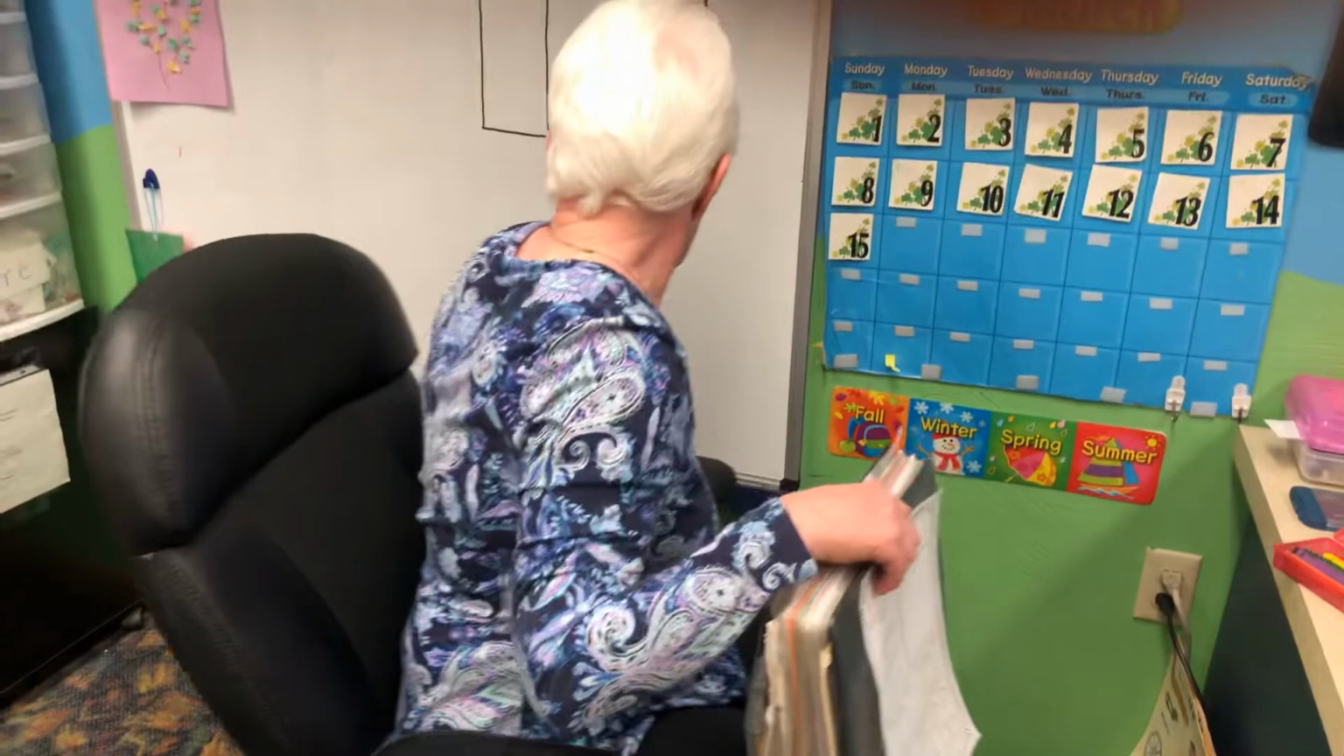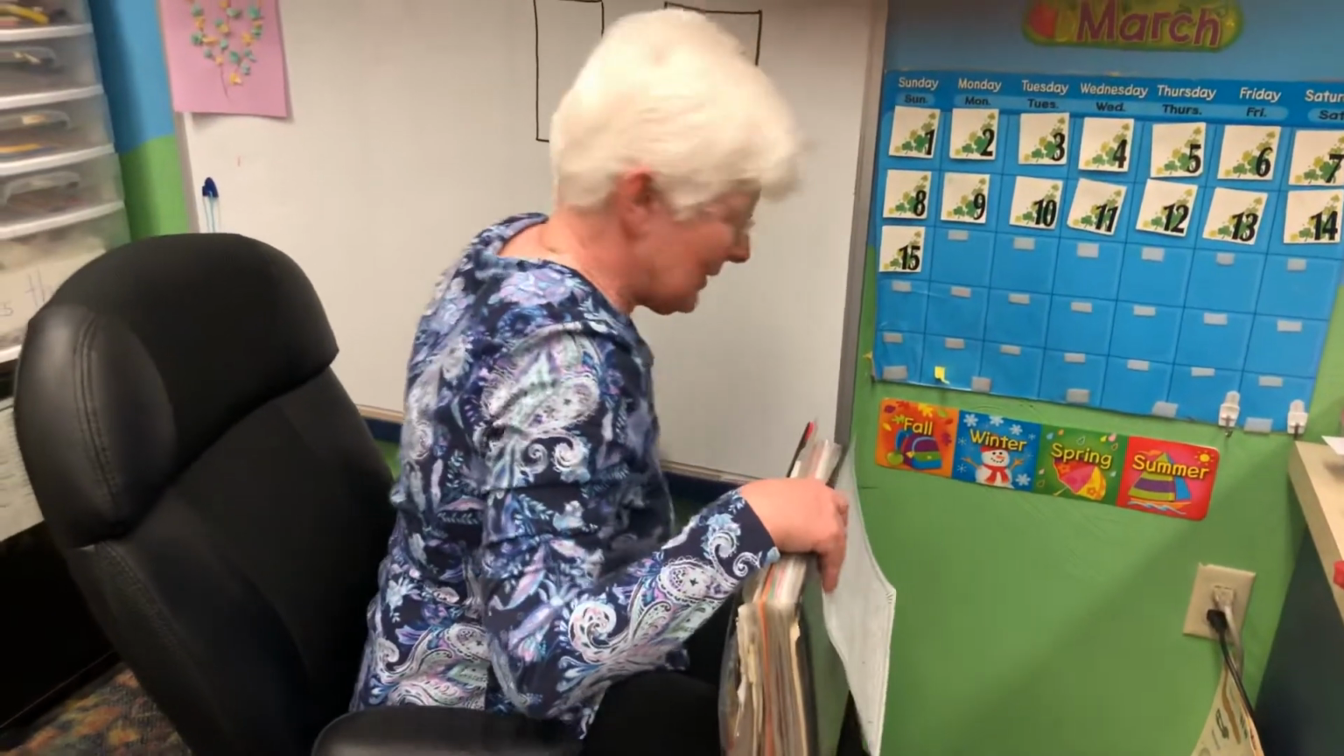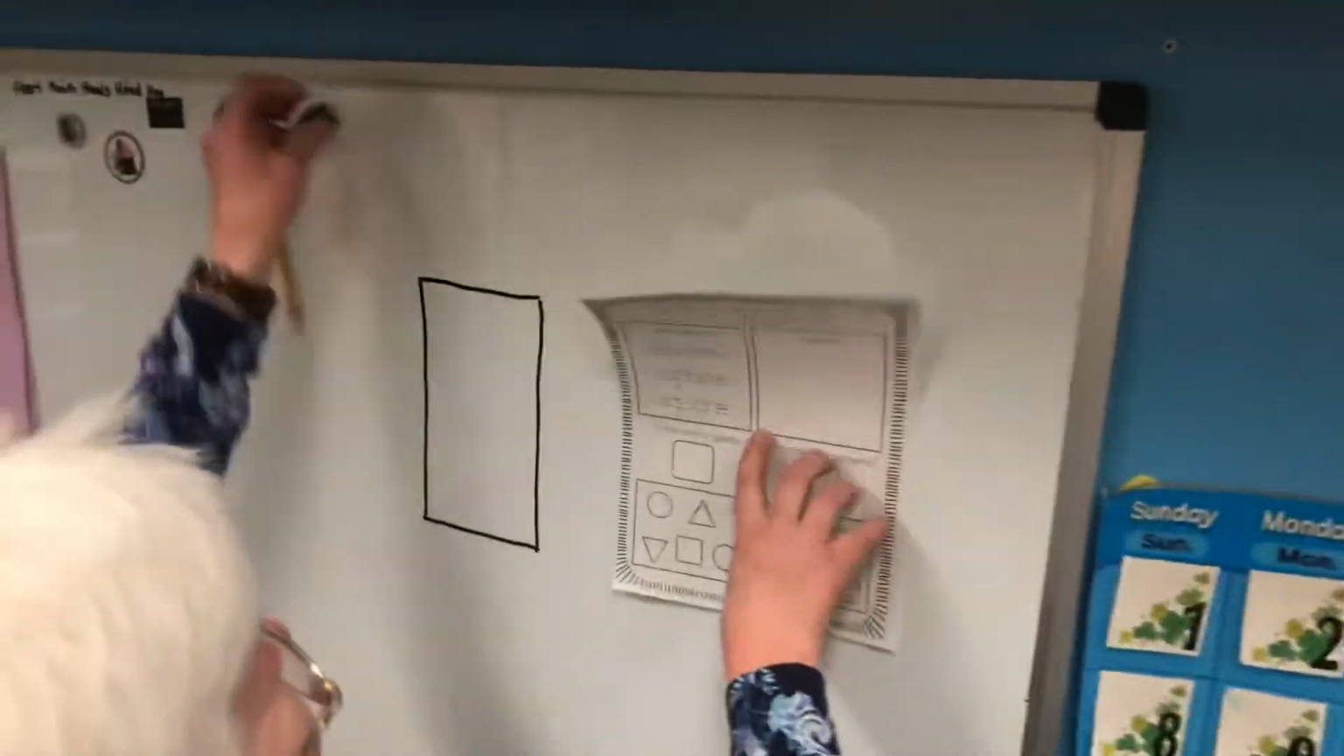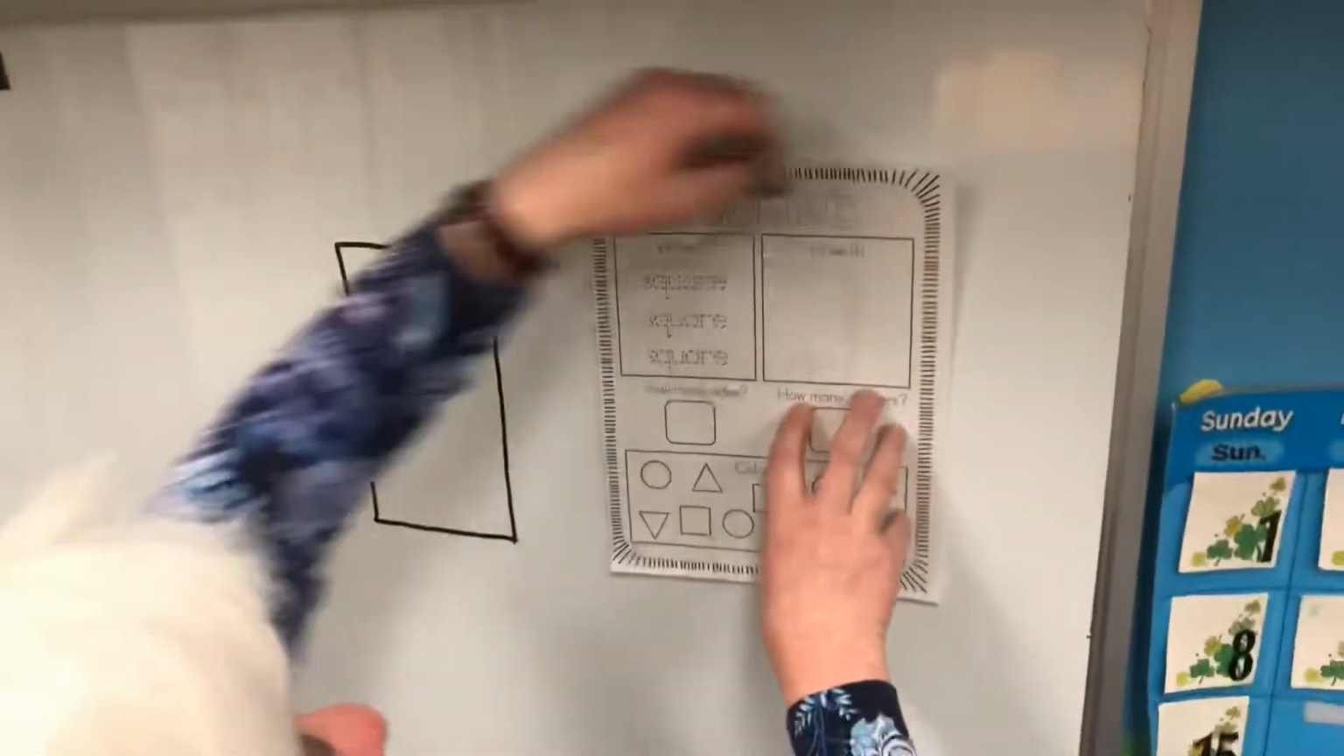Mrs. Beck, why didn't you put it up on the board? It worked good that way. Did it? Okay, let me try it that way. I didn't remember doing it that way, Mrs. Brown. You've got a good memory. Here we go. We'll put this right over top of our square.